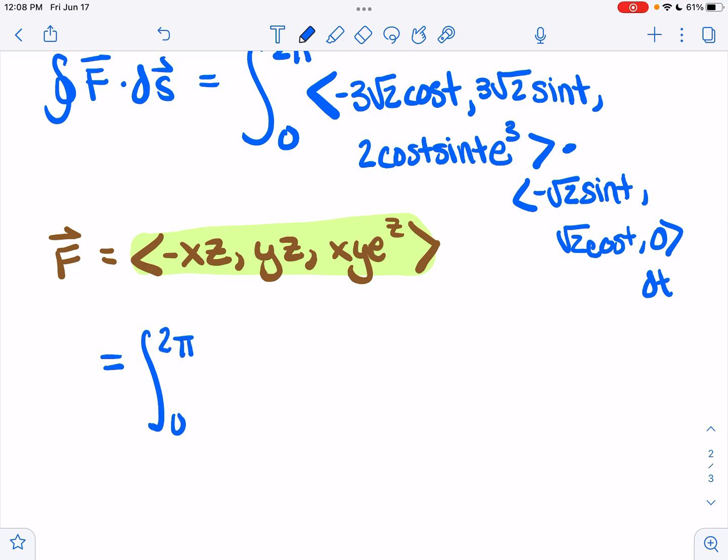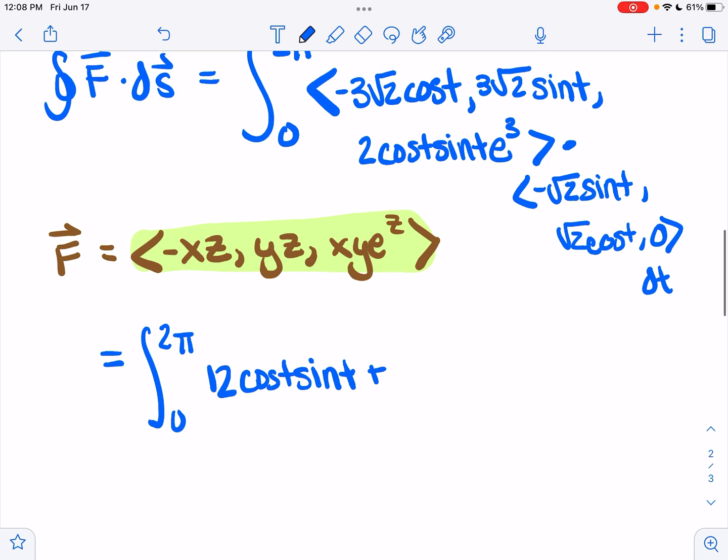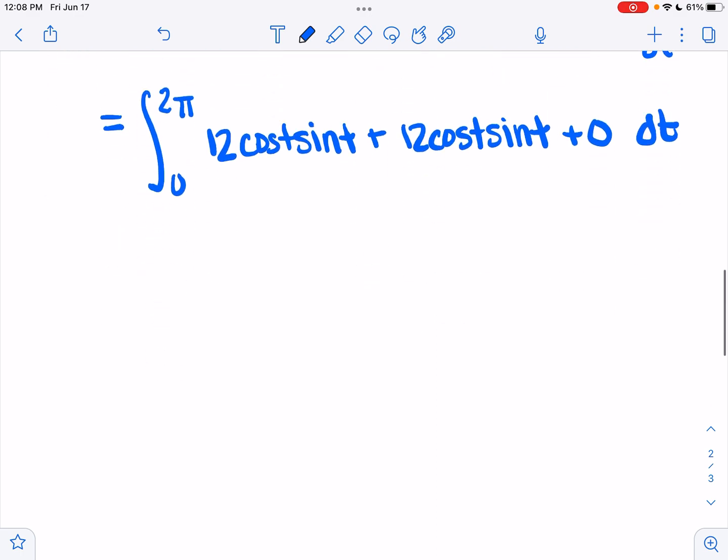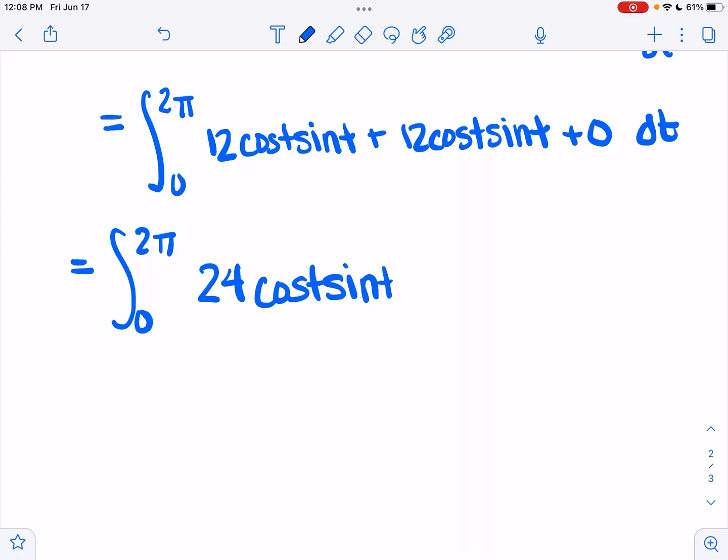This thing I put in there kind of got in the way, but I needed it as a reference. So let's take that dot product. Root 2 times root 2 is 2. 2 times 3 is 6. Negative times negative makes it a positive. Cosine t, 12 cosine t sine t, plus, let's see, same story, 12 cosine t sine t, plus 0, happy to have that 0 there, dt, and we end up with the integral from 0 to 2 pi of 24 cosine t sine t dt.